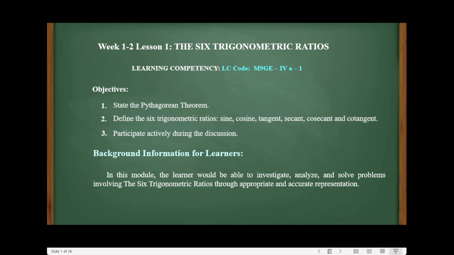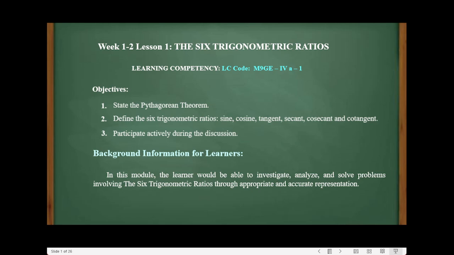Now in my first slide of presentation, we have the following objectives. After watching the video, you should be able to recall and state the Pythagorean theorem, which is very essential when it comes to the discussion of this topic, which is defining the 6 trigonometric ratios.